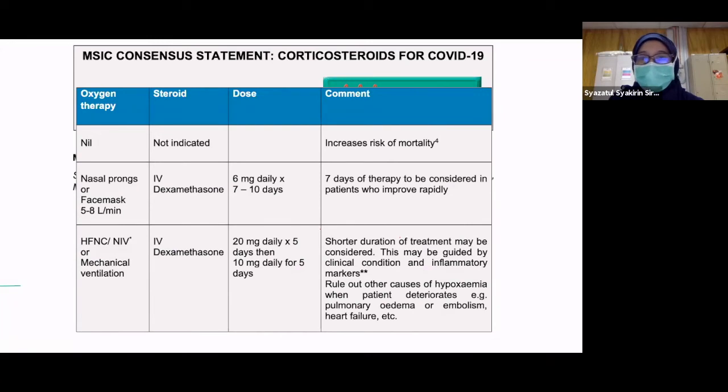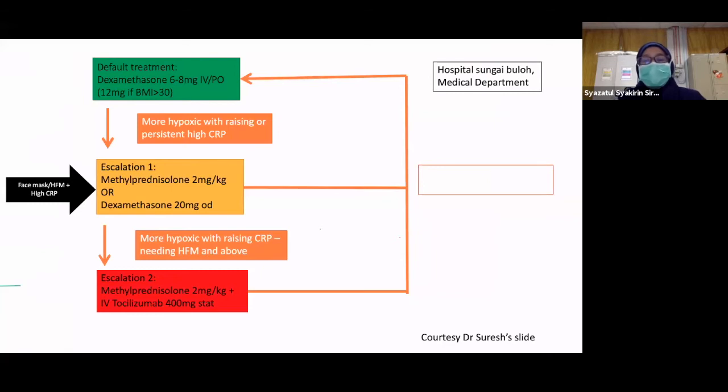If a patient has a certain level of oxygen, what would be the dexamethasone dosage and the duration of treatment. And this is from Sungai Buloh. So if a patient is on the standard care of treatment, 6 mg, or depending on the BMI as well, if the patient persistently becomes more hypoxic with a persistently high CRP, you could escalate to methylprednisolone 2 mg per kilo or Dexa 20. If even more hypoxic on top of that escalation, you can go to the second step, which is using 2 milligram per kilo methylpred and also your targeted treatment using tocilizumab or baricitinib.